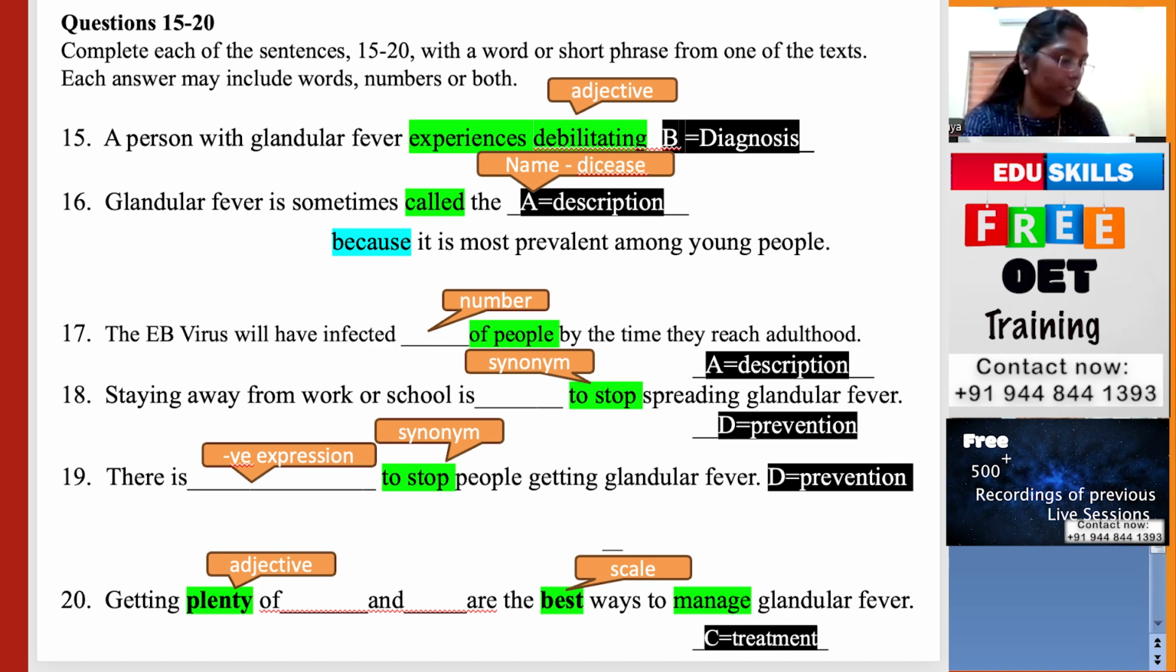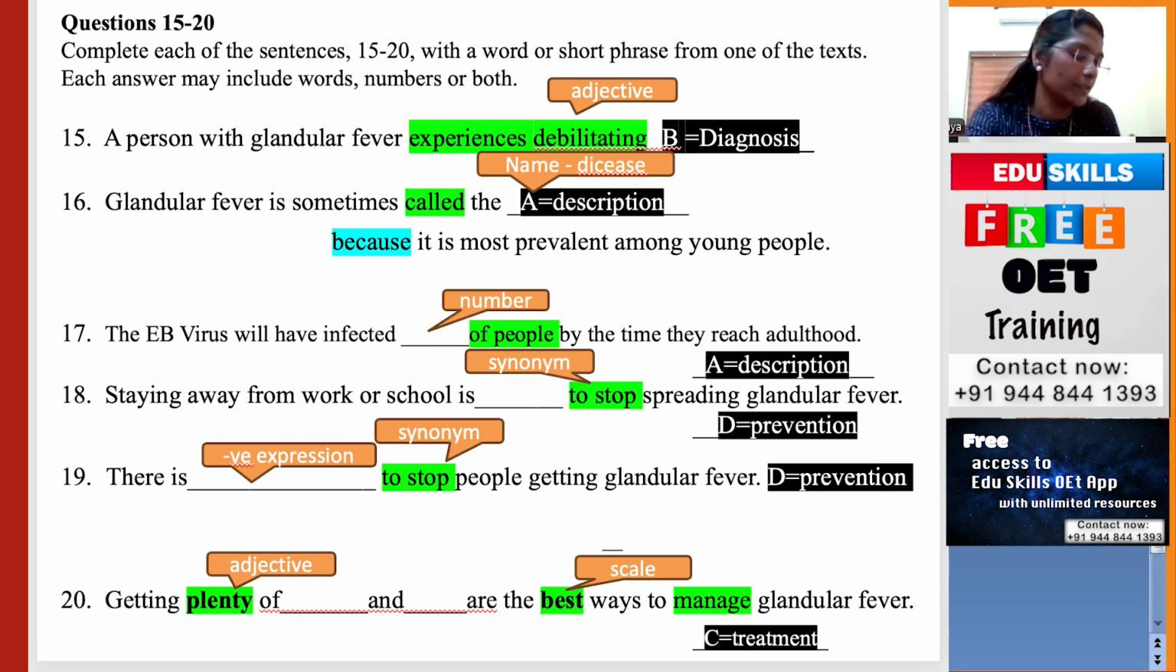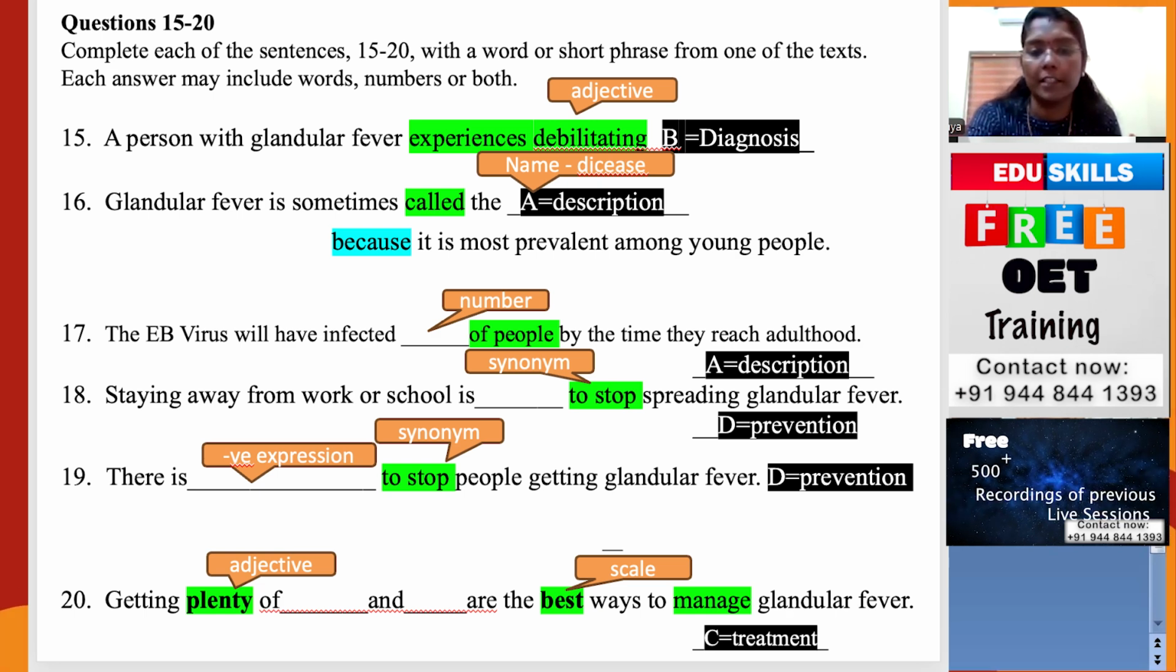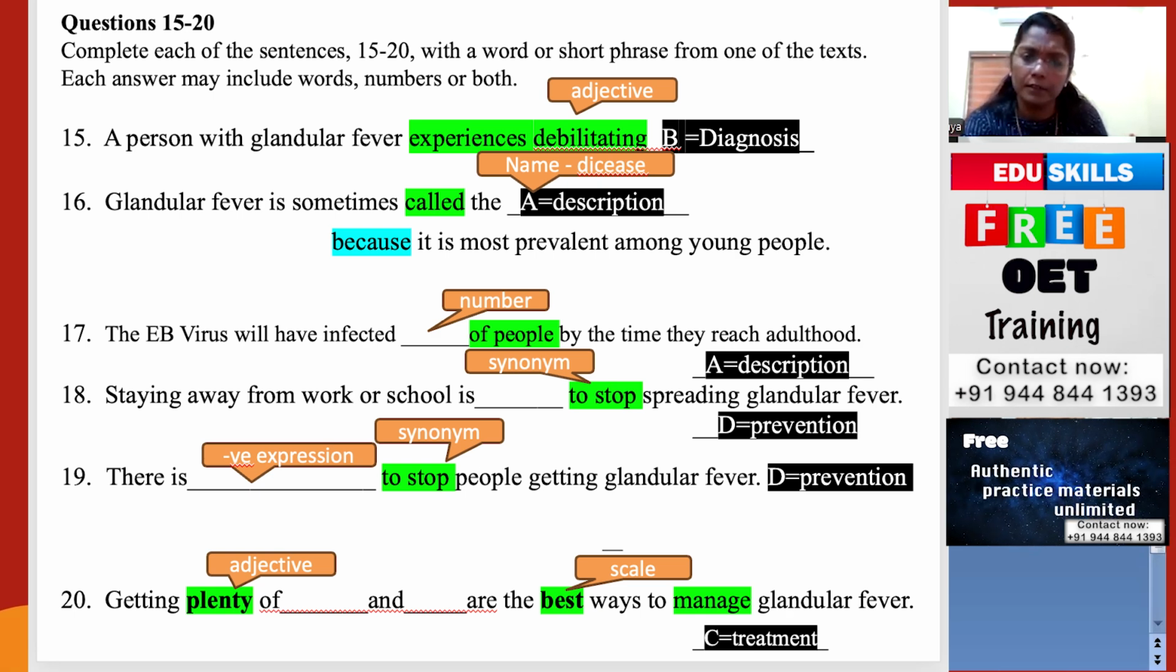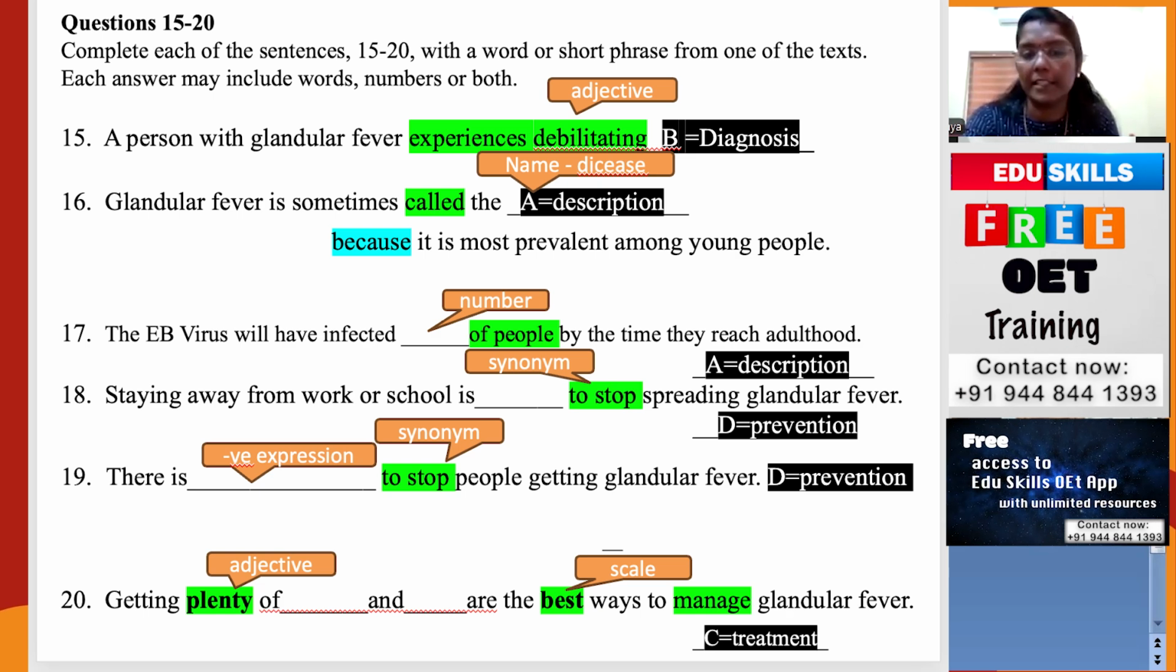Then what is the next question? Question 9: which gland is most likely to be swollen if a person has glandular fever? Where will it be? It is in B: swollen lymph glands, usually in the neck. They are asking which lymph gland, that is, the organ name. The answer is the neck.